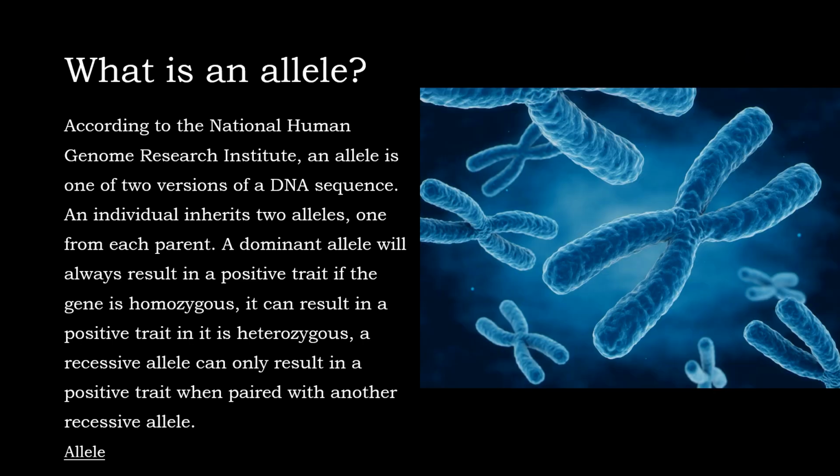What is an allele? According to the National Human Genome Research Institute, an allele is one of two versions of a DNA sequence. An individual inherits two alleles, one from each parent. A dominant allele will always result in a positive trait if the gene is homozygous. It can result in a positive trait if the gene is heterozygous as well. A recessive allele can only result in a positive trait when paired with another recessive allele.